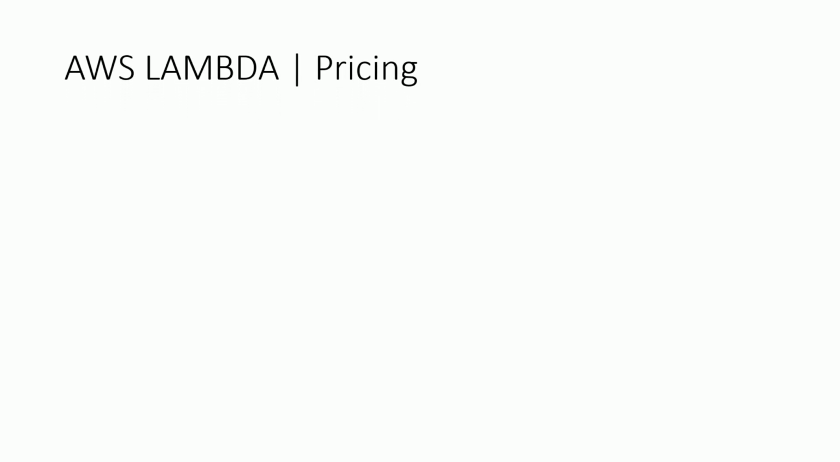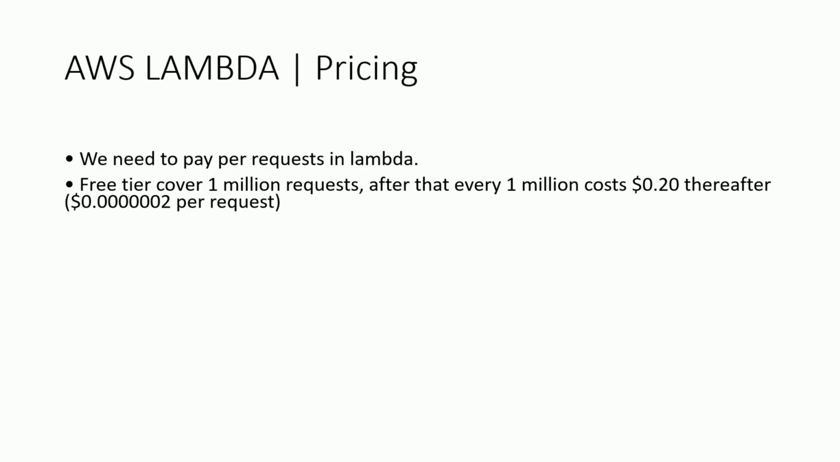Now we'll have a look at AWS Lambda pricing. We have already seen that AWS Lambda charges based on the requests we use. So per request, and we know the free tier itself covers 1 million requests per month. So if we didn't exceed 1 million requests for a particular Lambda, then we are in the safe zone. So we are in free tier. But if you are exceeding that 1 million requests, then after 1 million requests we need to pay $0.2, and thereafter we need to pay this amount.